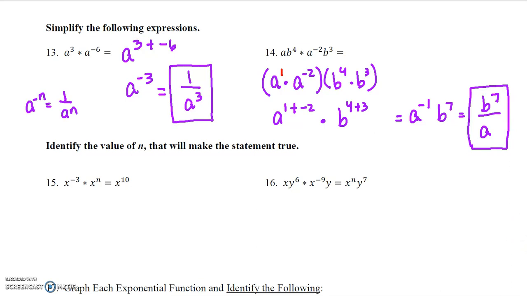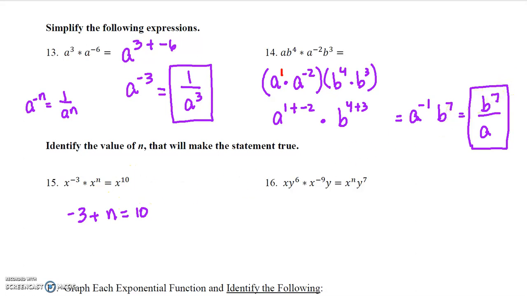Okay, moving on, number 15. This time they're asking us to figure out what term or what number would go in place of my n to make this statement true. So look what we're doing, guys. We are multiplying, right? So the rule for multiplying with exponents means I actually add them. So if I just look at the exponents only, technically this is what I have. A negative 3 plus something is going to give me this positive 10.